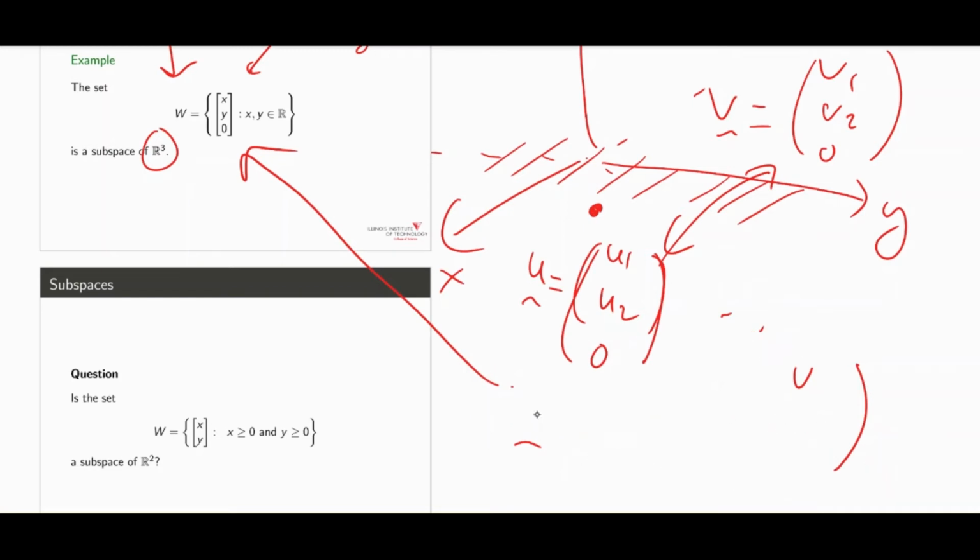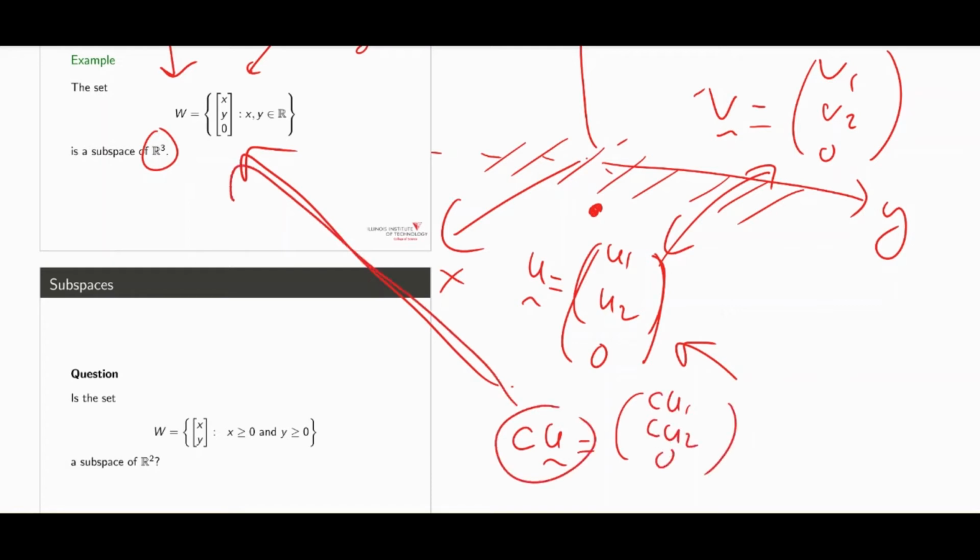And if you take U, for example, and you scalar multiply it with any scalar C, let's look at what happens to CU. This will be CU1, CU2, and 0. Again, this is also an element in W. So this is very clearly a vector subspace, because using that theorem, the closure property holds and the scalar multiplication property also holds. That should be pretty straightforward.